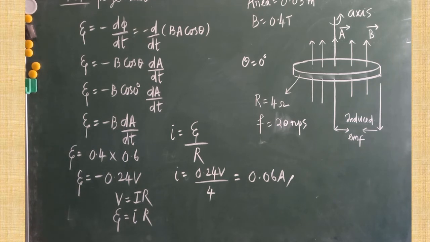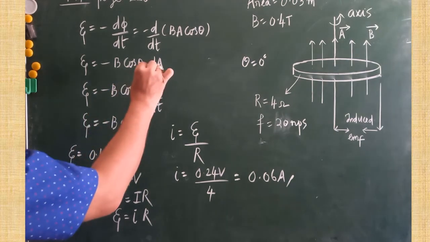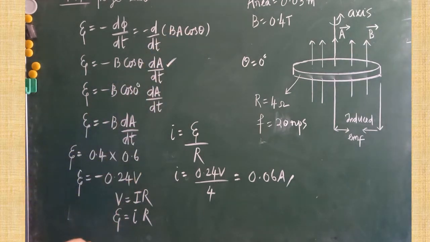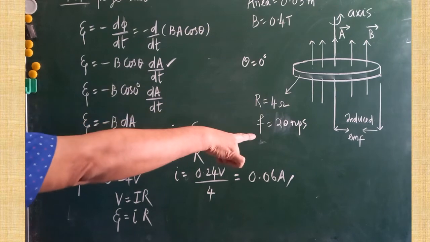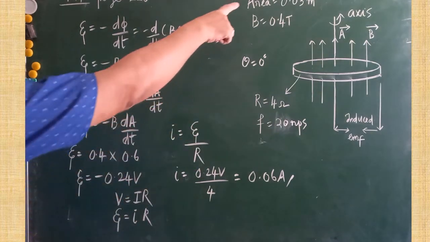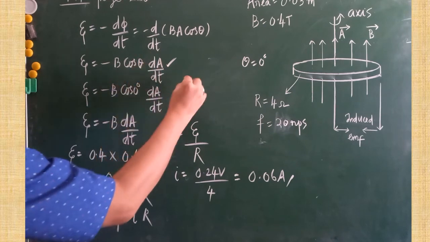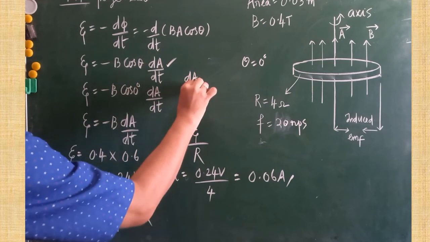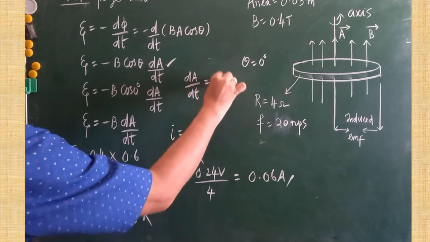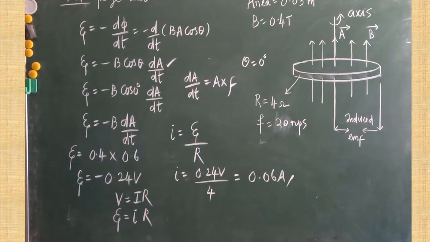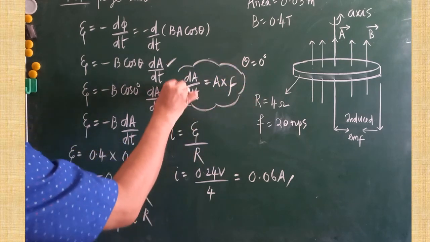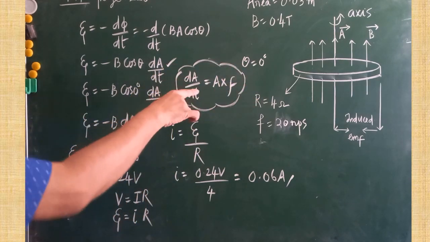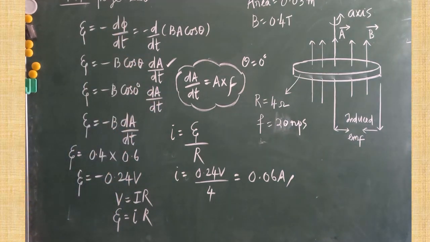Very simple problem. The most important step is finding the value of dA by dt. To find dA by dt, the area must be multiplied by revolutions per second. By multiplying this area and f, you will get dA by dt. Again, dA by dt can be obtained by area into f. Don't forget. The area swept by the disc per unit time can be calculated using this formula. If you know this particular formula, you can easily work out the problem. Okay, thank you.